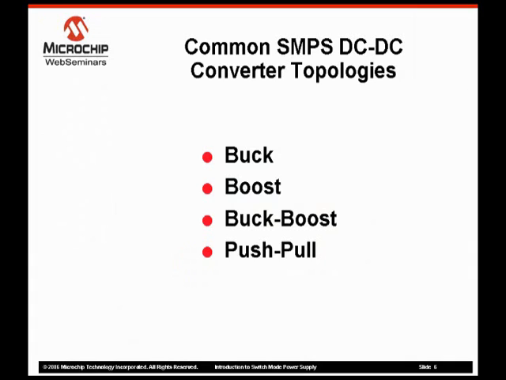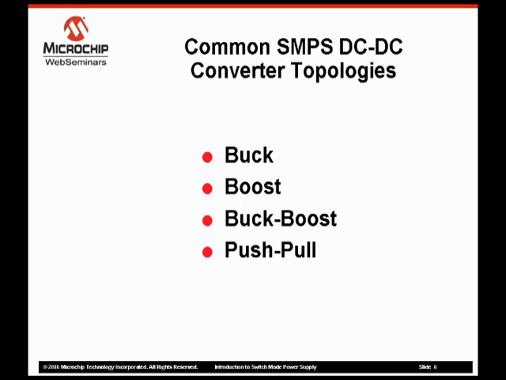Common SMPS DC to DC converter topologies. Power supplies that convert a DC input voltage to a DC output voltage are called converters. The DC to DC switch mode converter may be implemented via a large selection of circuit designs. These basic designs are called topologies. The most common and basic topology is the buck converter. The buck converter is a step-down converter that changes a higher input voltage to a lower output voltage.